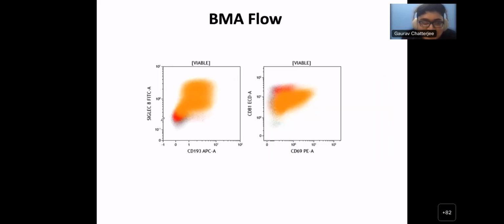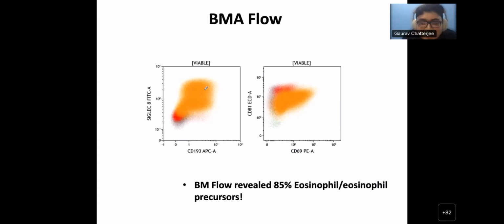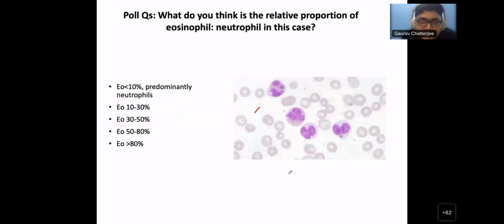Okay. So in this case, we did flow, and this Siglec-8 is a marker specific for eosinophil. And ultimately, we saw that there is 85% eosinophil in this case. So sometimes they can present with extreme situations. Go back to this. Look at these cells. This is an extreme example of a hypogranular eosinophil. There are no granules. Granules are completely gone.